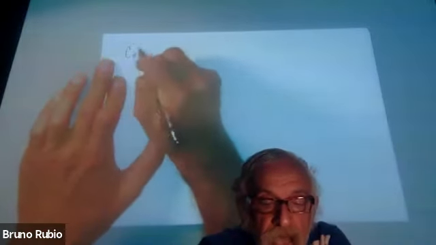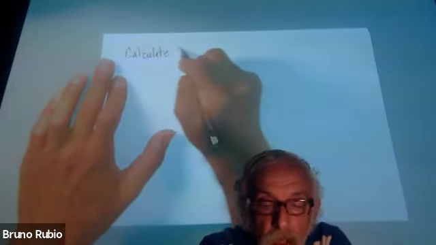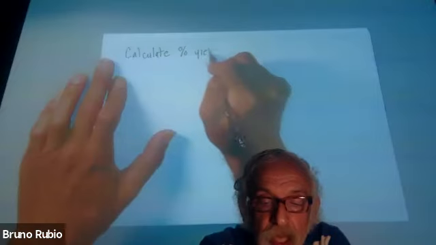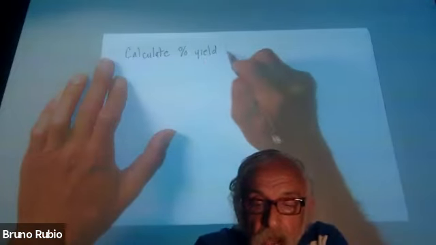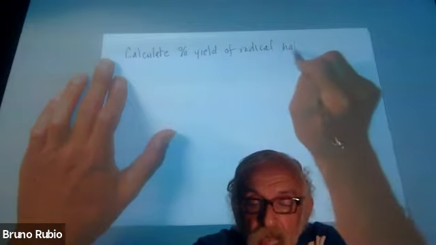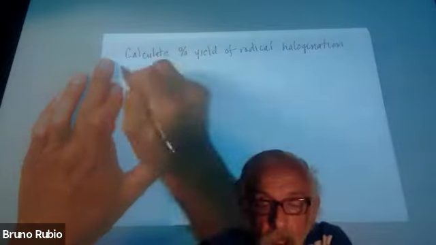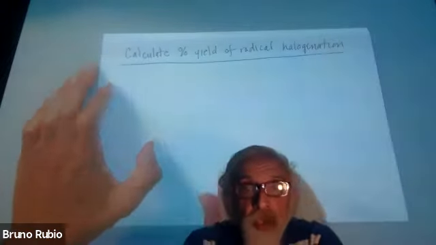So it's this: calculating percent yield of radical halogenation. We did a problem like this last time. I just want to do another one.